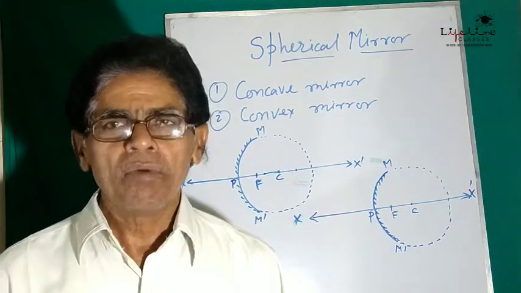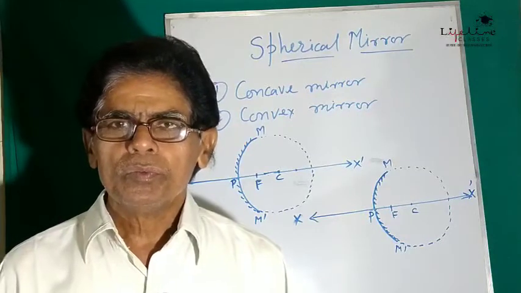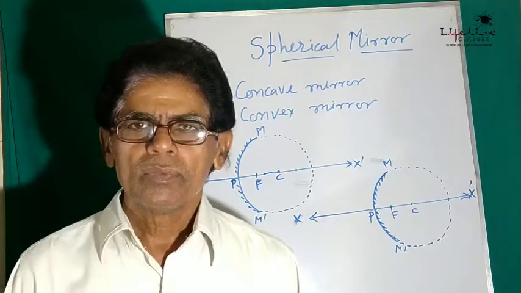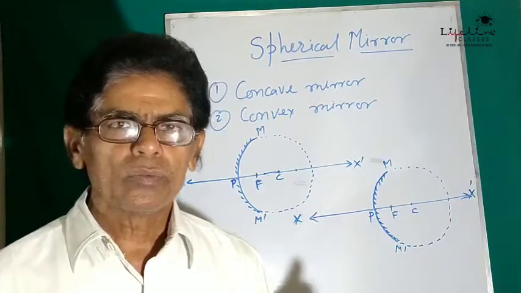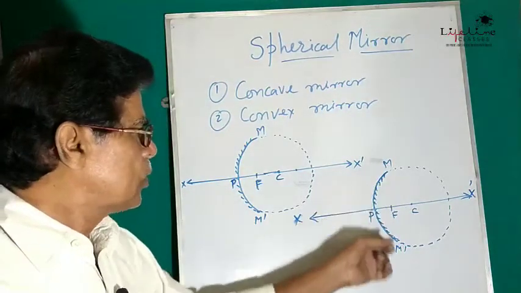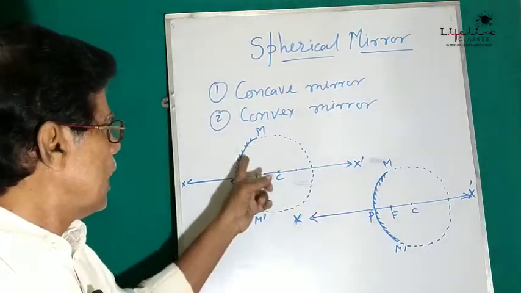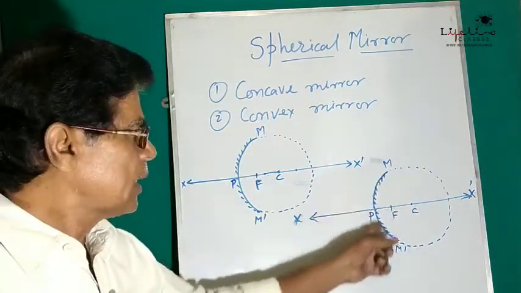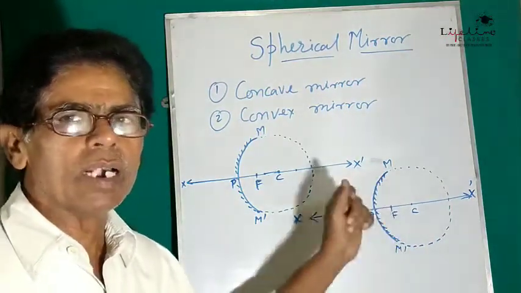The nature of image formed by these two different surfaces are different. That is why we have to study these two different spherical mirrors separately. First, consider the concave mirror. So see here, it is a concave mirror and this one is a convex mirror. In concave mirror, the reflecting surface is depressed inwardly, whereas in convex mirror, its reflecting surface is bulging outwardly.